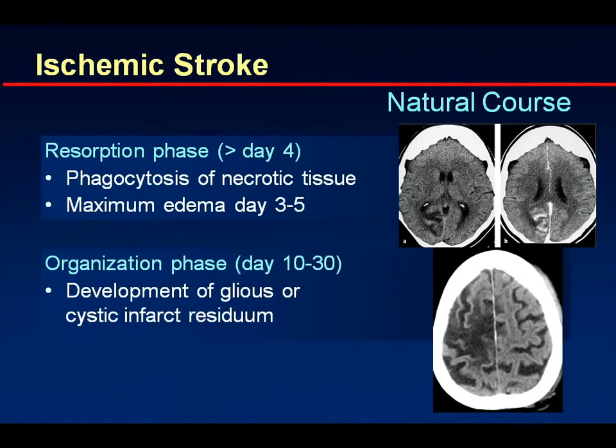In the resorption phase, which is from day 4 on, the necrotic tissue will be broken off and phagocytosed, and the edema is actually maximum around day 3 to day 5, which is also the time when patients that have a massive hemispheric stroke, let's say of the media, have the biggest chances of getting complications like herniation of the brain.